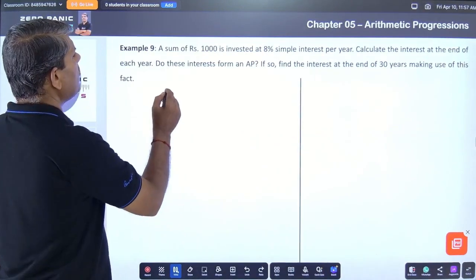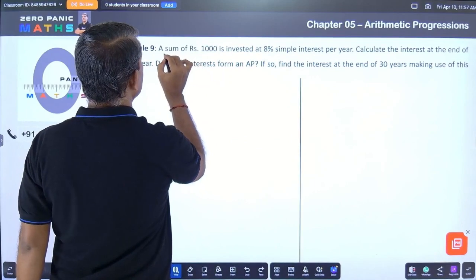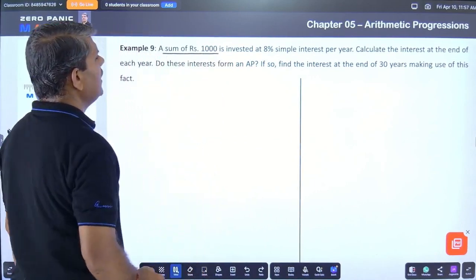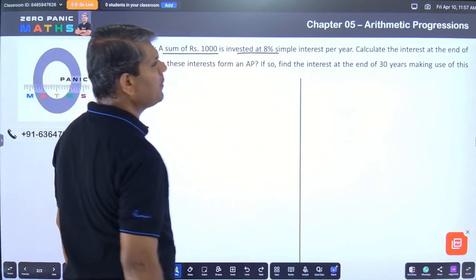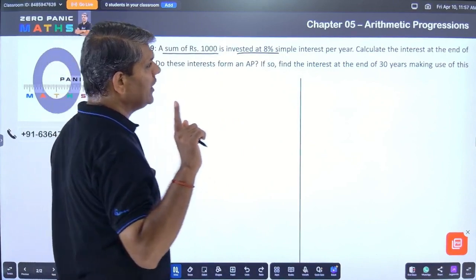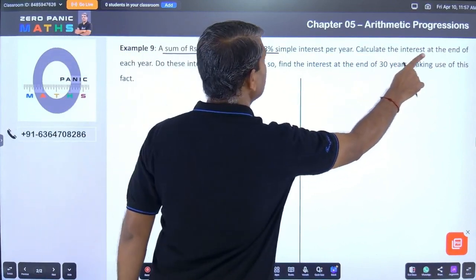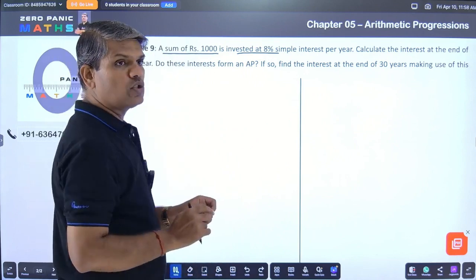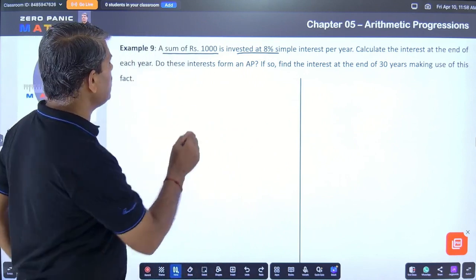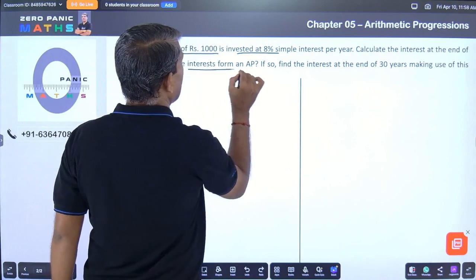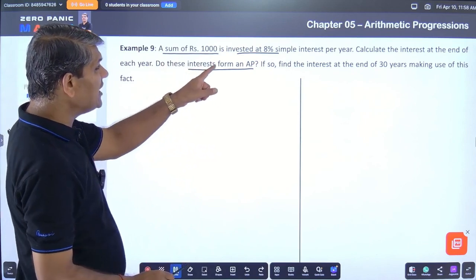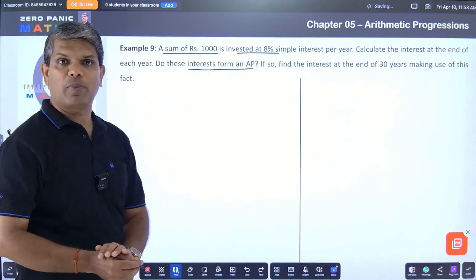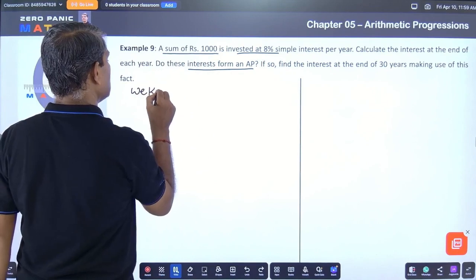This problem is related to simple interest. There is a sum of 1,000 rupees invested at a rate of 8% simple interest. It is a simple interest. Calculate the interest at the end of each year. So we need to find out the arithmetic progression containing the interests. Do these interests form an arithmetic progression? They are asking. We know that.